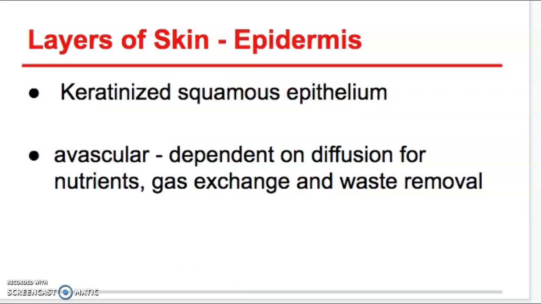So the epidermis is made of special tissue called keratinized squamous epithelium. We know from the last lab that squamous means a flat scale-like cell. And here we have keratinized squamous epithelium. Keratin is a waxy substance that prevents water loss. Like all epithelial tissue, the epidermis is avascular. It doesn't have any blood vessels.